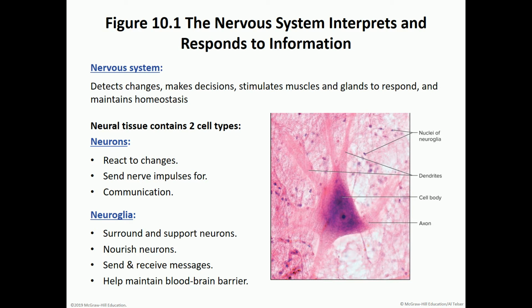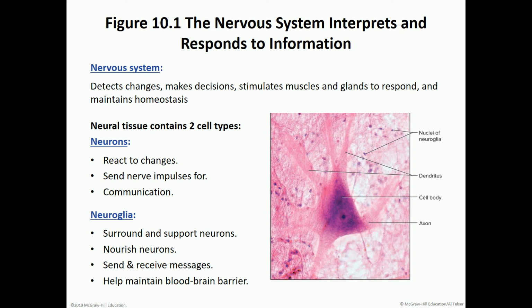So neurons react to changes. Okay, they detect these changes. They detect the stimuli. They integrate them, so they collect a lot of data. They interpret that data and they act upon that. Okay, so they react to changes. They send nerve impulses in order to communicate.